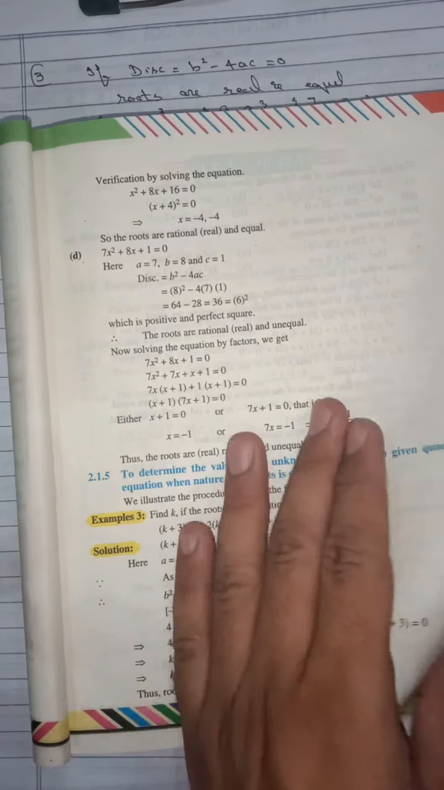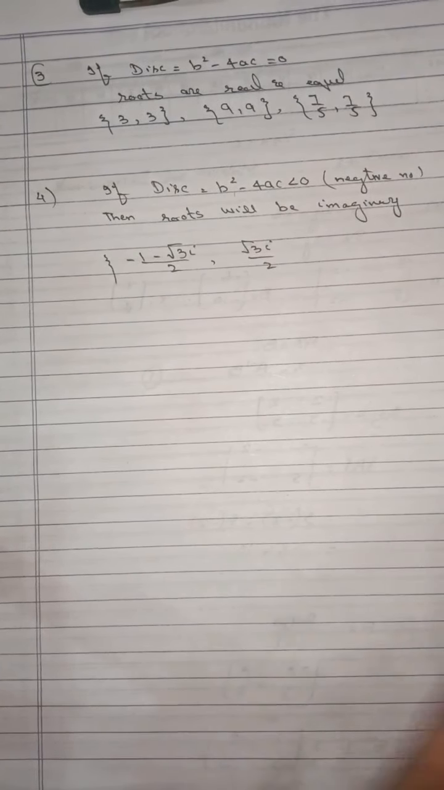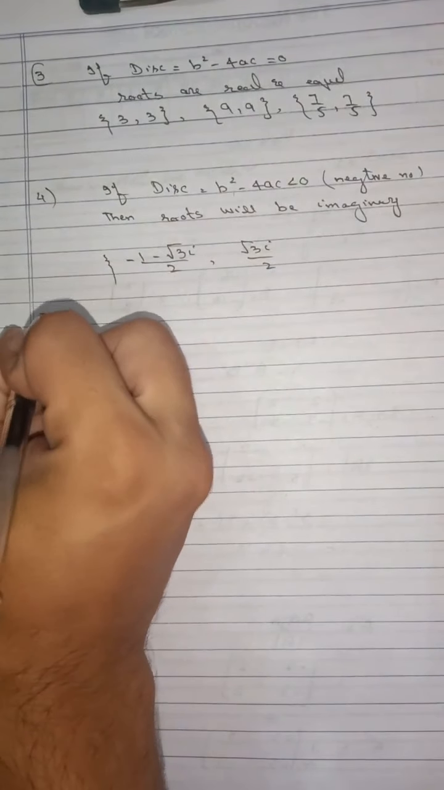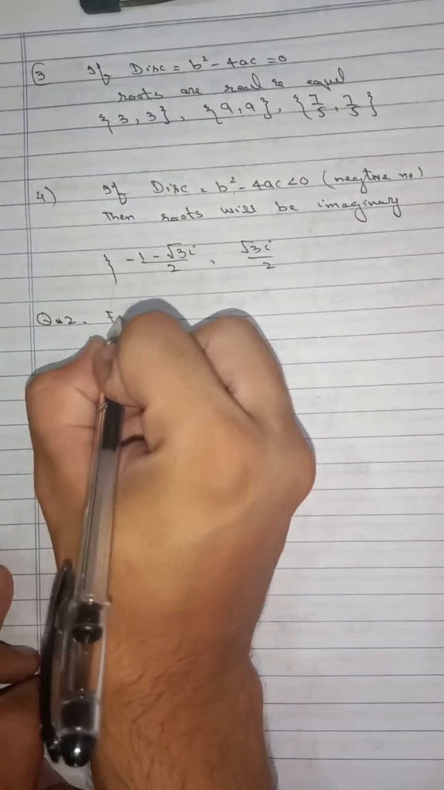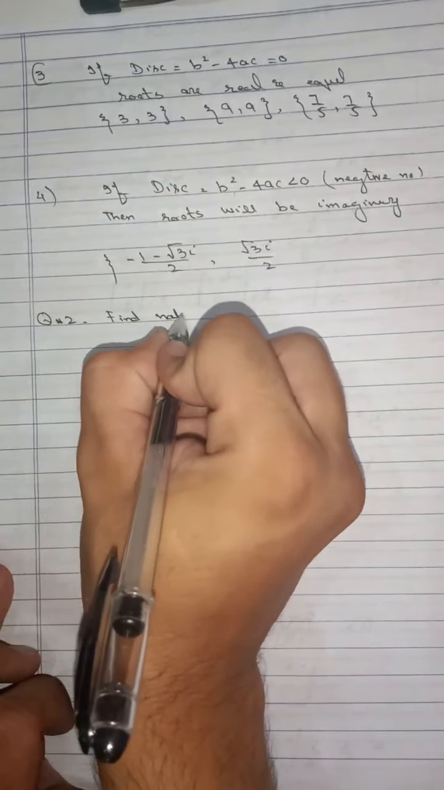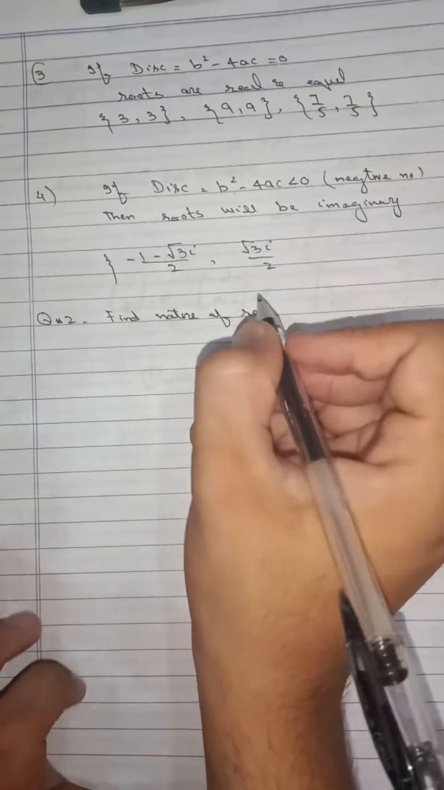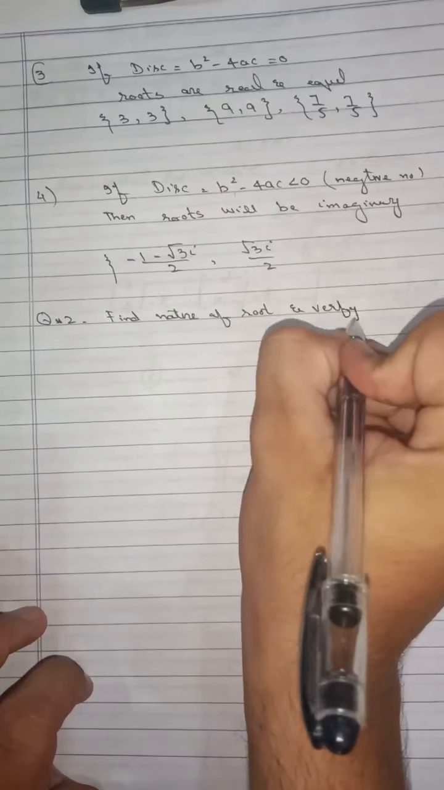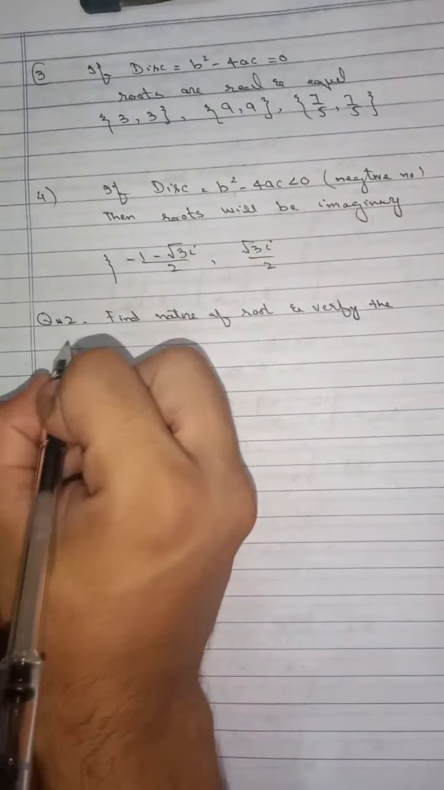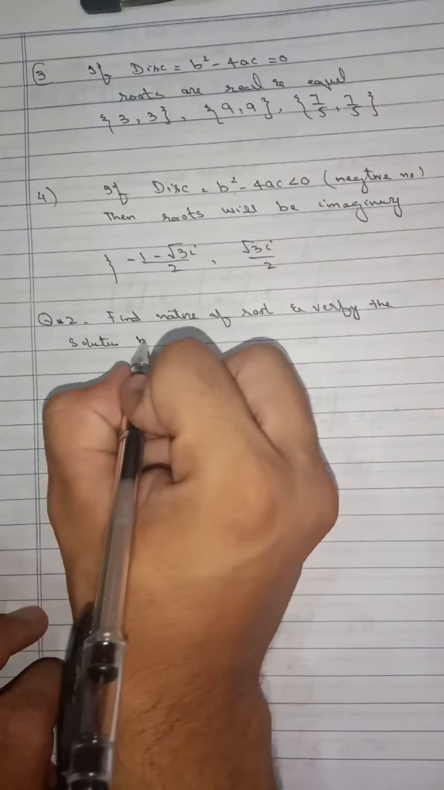Okay students, I hope you will solve question number 2 now. I am solving one of the parts and the rest will be for you. The statement is: find the nature of the roots of the given quadratic equation and verify the result. I am writing: verify the result by solving.